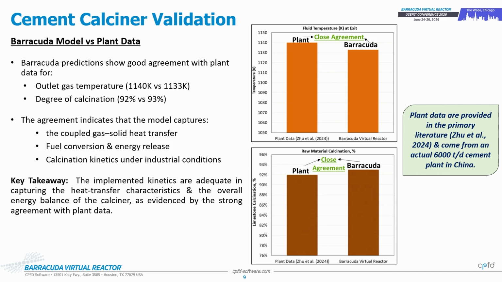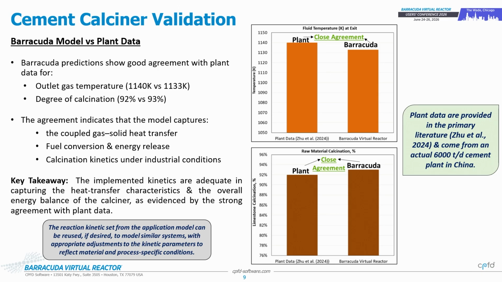And what this tells us is that Barracuda is able to capture the coupled gas-solid heat transfer characteristics and the overall energy balance, based on the strong agreement. And with this validation, hopefully the reaction framework that we have developed with this model can be reused to model similar systems like CFBs or gasification processes, with appropriate adjustments reflecting the fuel composition. Hopefully it will be a good starting point for our users to take this kinetic set, make some adjustments, and run with it.